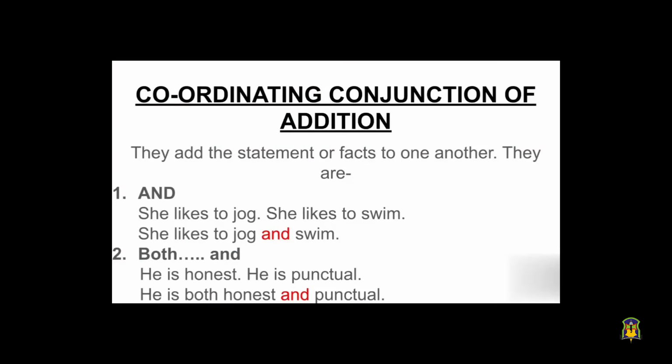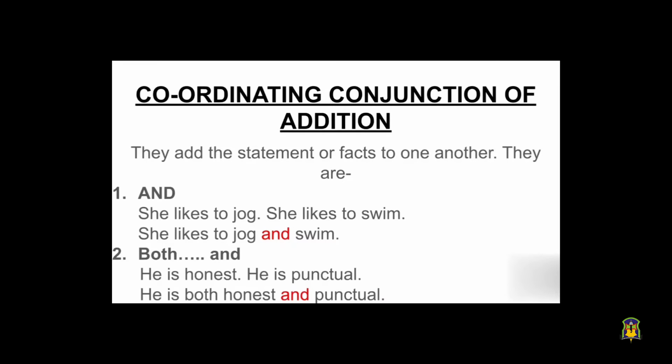So children, we already saw what are conjunctions, that conjunctions are used to join words or to join two sentences. Here we will see the functions of coordinating conjunctions. That is, coordinating conjunction of addition, first one. Let's see that. So they add the statements or facts to one another. Two different statements will be given and we are adding them to each other to make it into a meaningful sentence. So the first coordinating conjunction of addition is and.